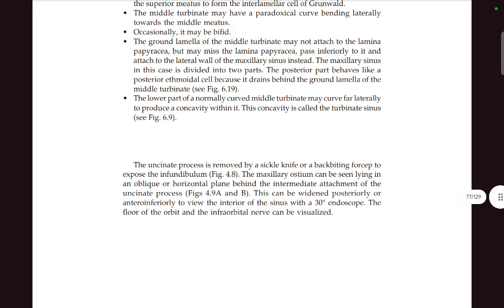The uncinate process is removed by a sickle knife or a backbiting forceps to expose the infundibulum. The maxillary ostium can be seen lying in an oblique or horizontal plane behind the intermediate attachment of the uncinate process. This can be widened posteriorly or anterior inferiorly to view the interior of the sinus with a 30-degree scope. The floor of the orbit and infraorbital nerve can be visualized.